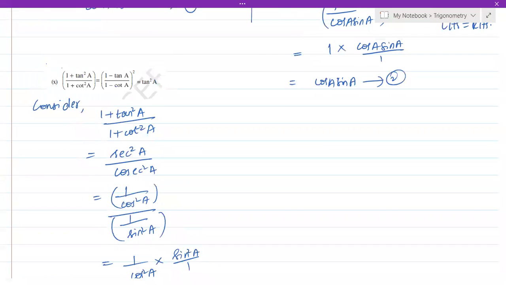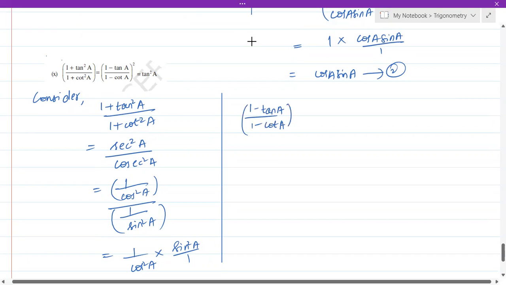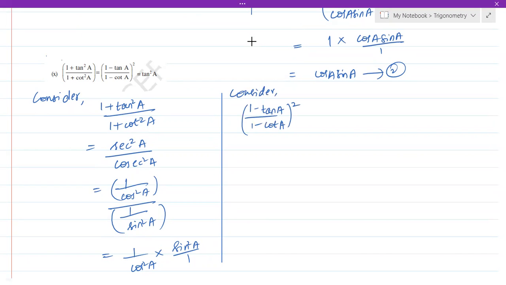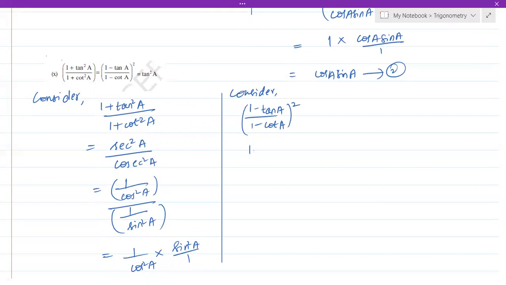Now, again let's consider this, that is, 1 minus tan a by 1 minus cot a the whole square. Again, we are trying to prove that it is equal to tan square a. That's what we are trying to do. As you can see, for 1 minus tan a, there is no identity. For 1 minus cot a, there is no identity. So as you know, we have to convert it into sine and cos. So 1 minus tan a can be written as 1 minus sine a by cos a.